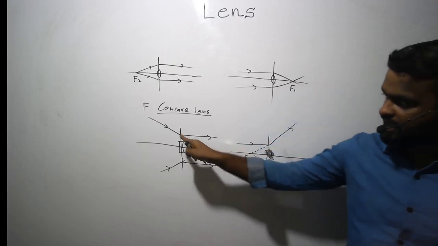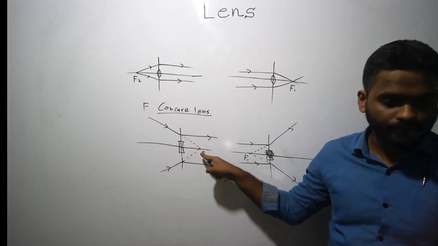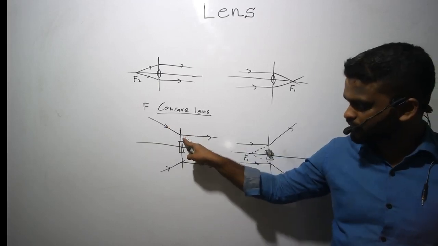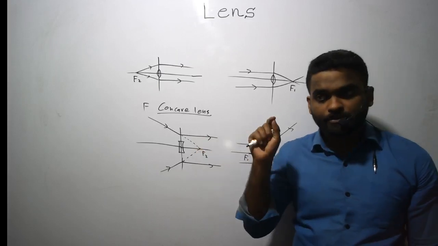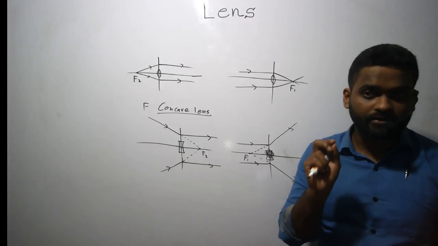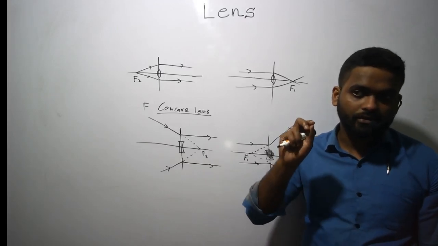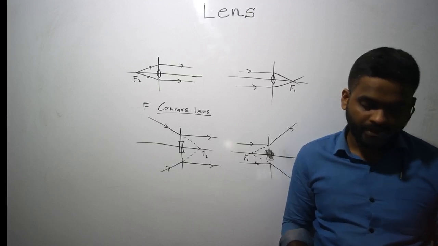Another thing is, you can see that the rays are not actually going through F2, right? We have drawn dashed lines. So the rays are not going through F2. The meaning of that is, for a concave lens, both focuses are not real. Not real means those are called virtual focuses. Both are virtual focuses.